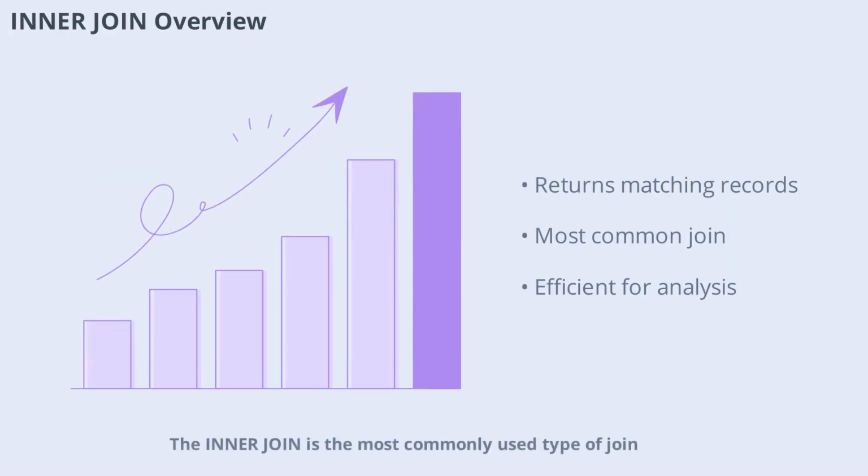Inner join is the most commonly used type of join. It returns only the rows where there is a match in both tables based on the common column. If a record exists in one table but not the other, it won't appear in the results. This join is perfect when you only want to see data that exists in both tables, such as customers who have placed orders. It's efficient and straightforward, making it a go-to choice for many data analysis tasks.